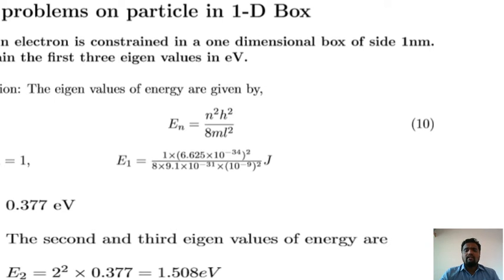The second and third eigenvalues of energy are E2 equal to 2 square into E1 value. So if you multiply 4 into 0.377, we will get 1.508 in terms of electron volt. And E3 is equal to 3 square into E1. So 3 square into E1 value 0.377, the total value of the third state is equal to 3.393 electron volt. So this is how we can find out the energy eigenvalues for different states.